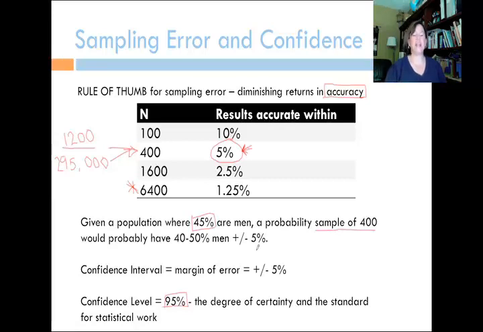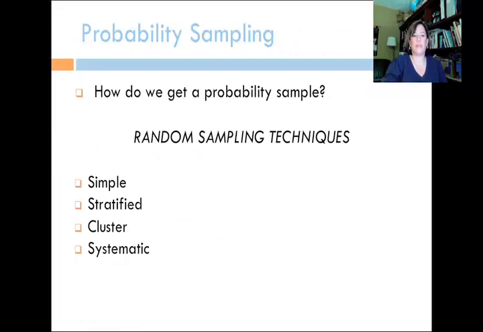Okay, so probability samples are important because we can calculate how representative the sample is of the population. How do we get there? How do we create a probability sample? Through these 4 random sampling techniques. And the key word here is random.